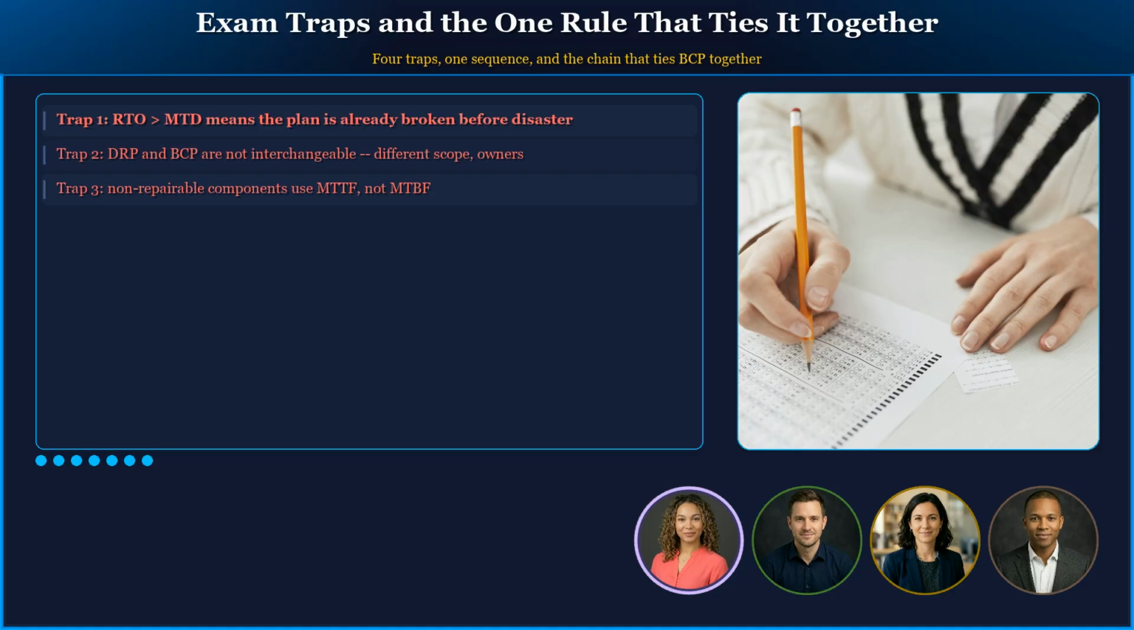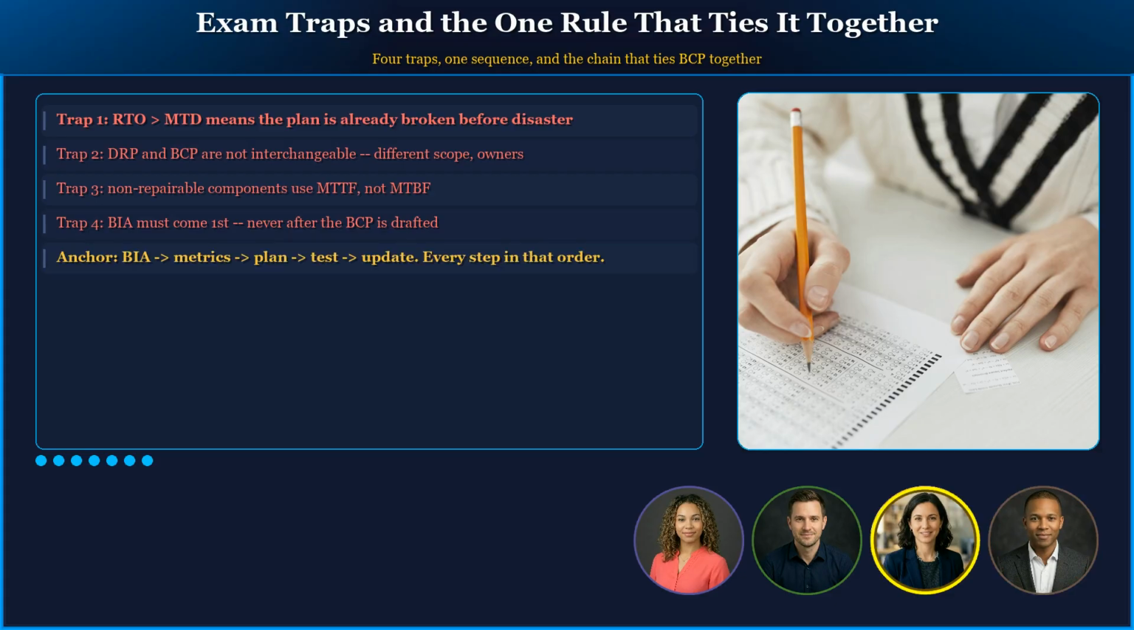They have different scopes, different owners, and activate at different trigger points. Trap 3 is a vocabulary test. Mean time between failures covers the full failure cycle of repairable systems. MTTF is for components you replace, not repair. When the exam asks which metric applies to a hard drive you swap, the answer is MTTF. One-letter difference, completely different concept. The exam counts on candidates confusing them.